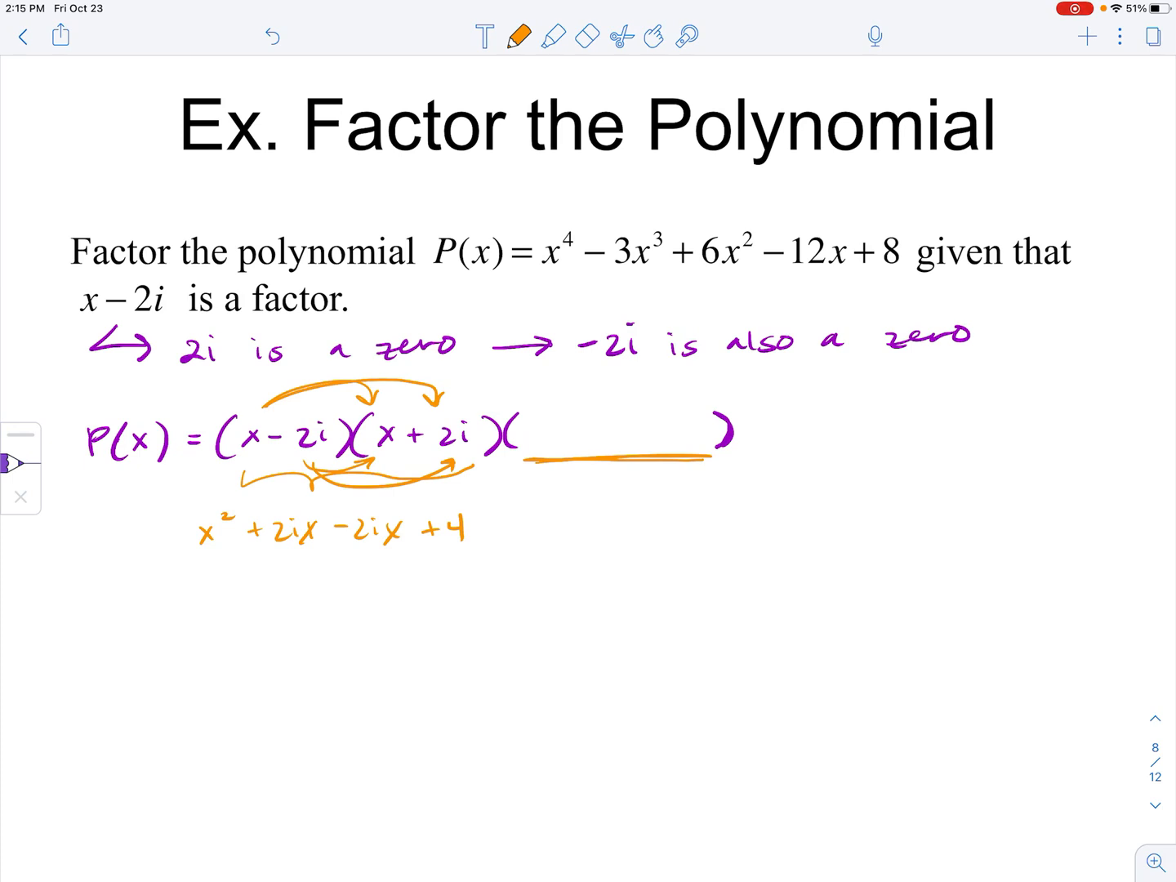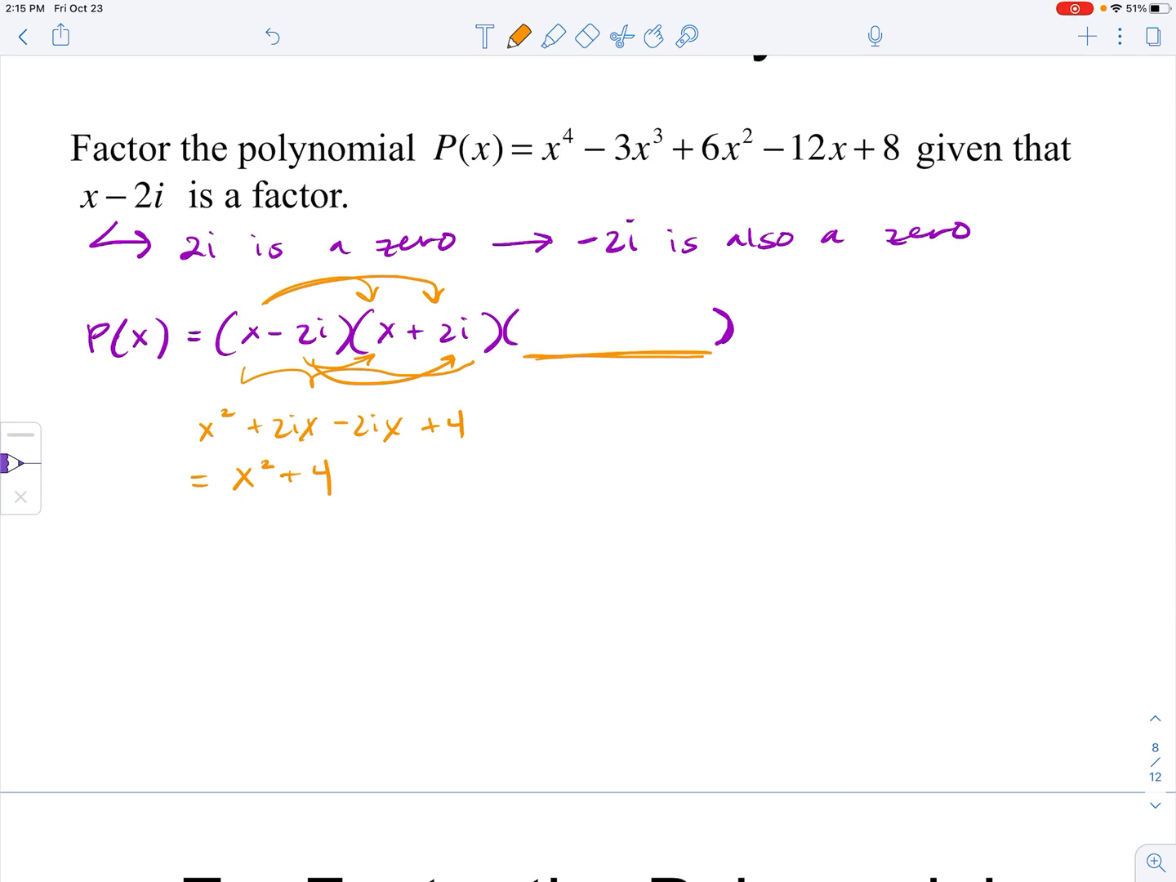Okay, so 2i times x minus 2i x, that cancels, so this multiplies to be x squared plus 4, and you might have been able to do that in your head. So I'm going to divide x squared plus 4 into p of x, so into the polynomial up here, in order to determine what times x squared plus 4 would give us that original polynomial function p of x. Make sure that we are using placeholders in our polynomial long division.